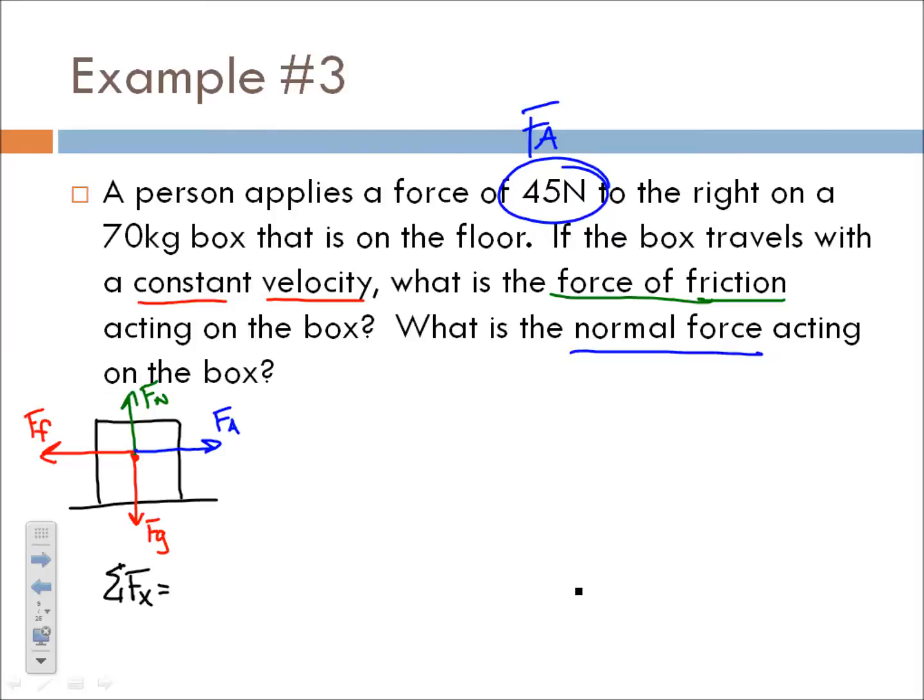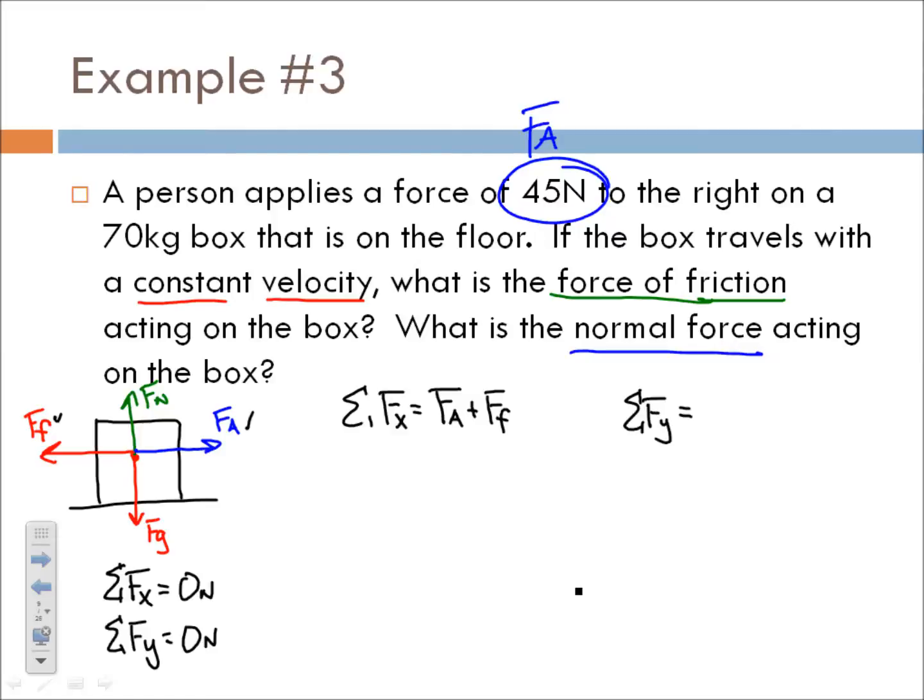How do I know it's in equilibrium? Again, constant velocity. That means my net force in each direction is going to have to be 0 again. And I'm going to write my two equations. I'll start with the horizontal direction. In the horizontal direction, I have two forces: the applied force and the force of friction. So I'm going to put them both into my equation. In the vertical direction, I have two forces: the normal force and the force of gravity. So I'm going to include those in my equation. Two directions, two equations.